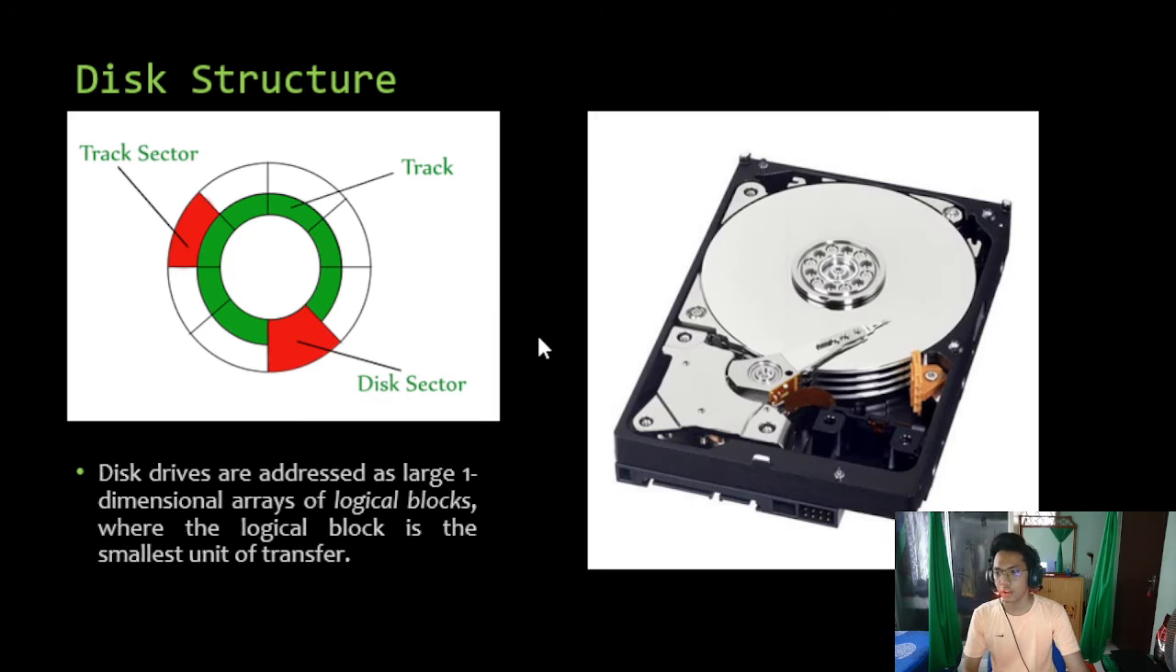All right, so this is the disk structure. As we can see, this is a stack of disks inside the hard disk, and we can see there are four disks inside. The left figure shows the structure inside a single disk, where we have the track, which is the part in green, and then we have the track sector, which is the outer part from the track, and this sector includes the track sector and the single track.